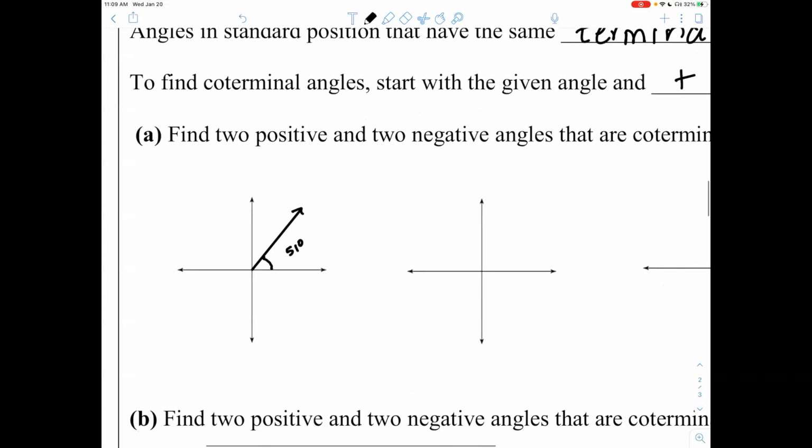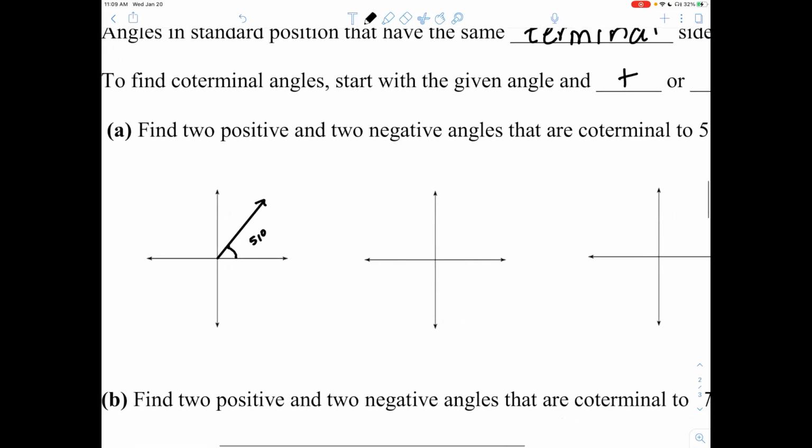Now, if I want to find an angle that is coterminal to that, I'm going to grab my green pen to represent positive rotations. Then I would just rotate 360 degrees, right? And I would end up back on that ray. And so those would be coterminal.